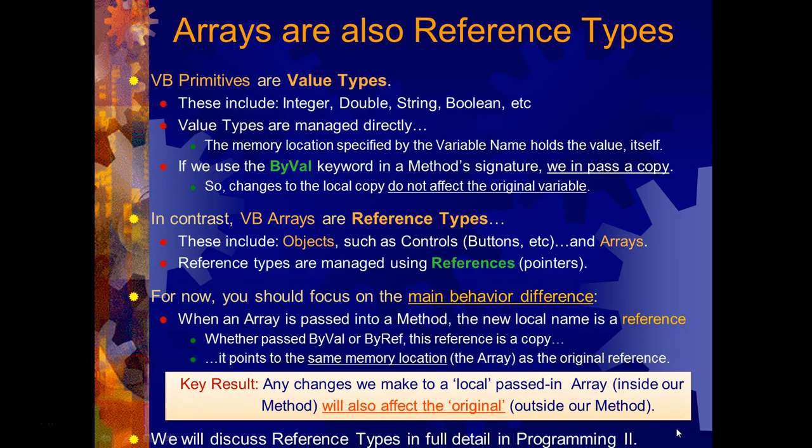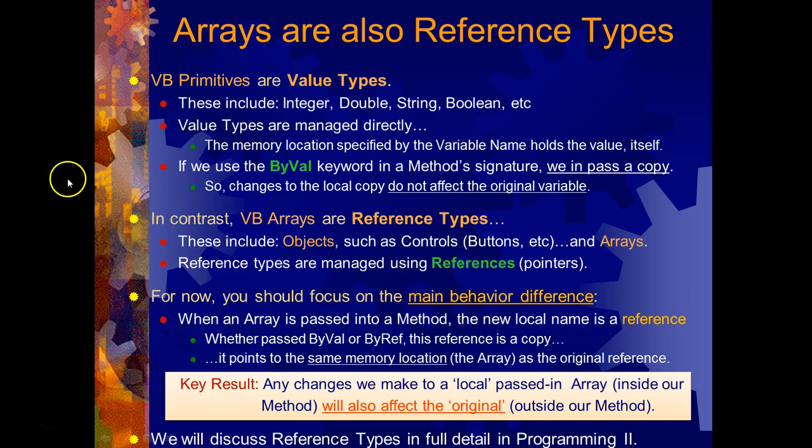So after seeing how that worked, let's review this again. So arrays are also reference types. Visual Basic primitives, that means integers, doubles, strings, these are primitives, are value types. Value types are managed directly. The memory location specified by the variable name holds the value itself.